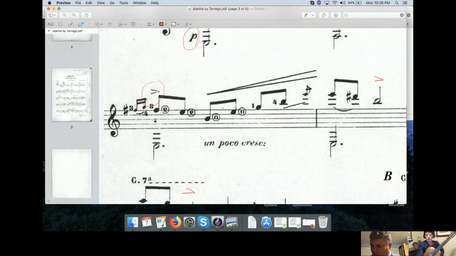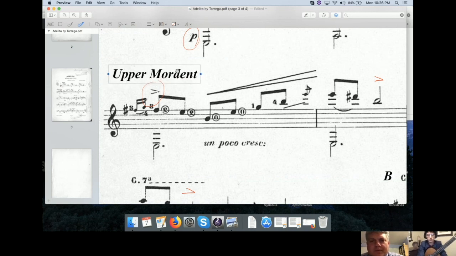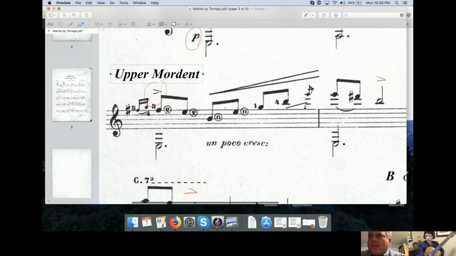So we have this one on the F sharp. The name of it technically is an upper mordent. It's when you go off the note and then back down. Yep. A lower mordent would be below the note and back up. And then this one here we have is called a slide or a glissade or a glissando.